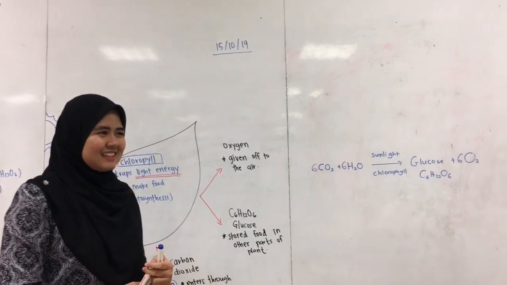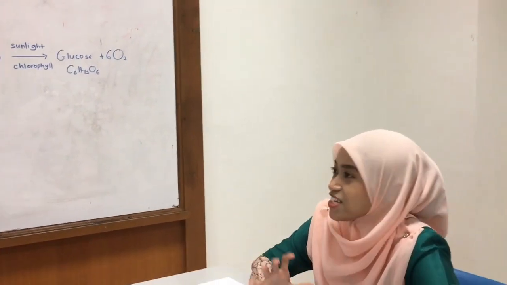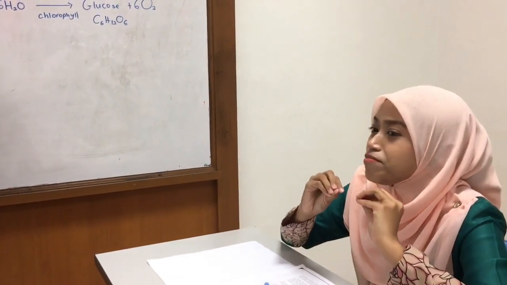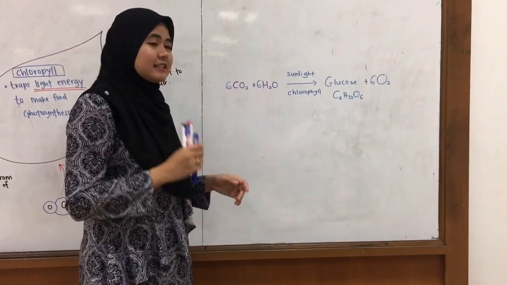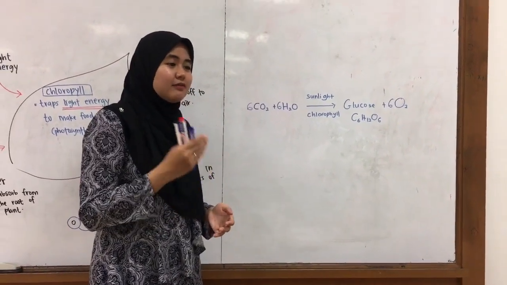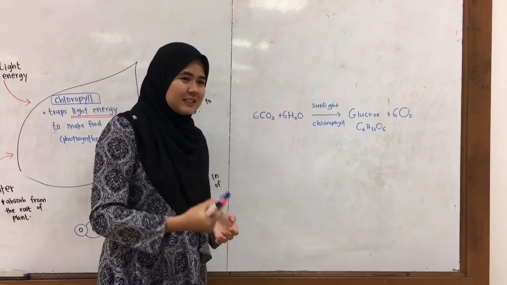Fatini, do you have any question for your friends? Okay, Yaya. Why do we need the chlorophyll? Chlorophyll helps to trap the sunlight, which is light energy, into the leaf. Yes, good. That is why photosynthesis takes place at the leaf, because at the leaf we have chlorophyll that helps to trap sunlight for photosynthesis.